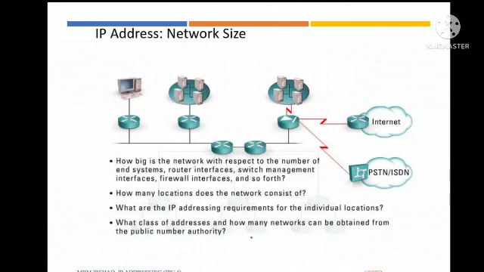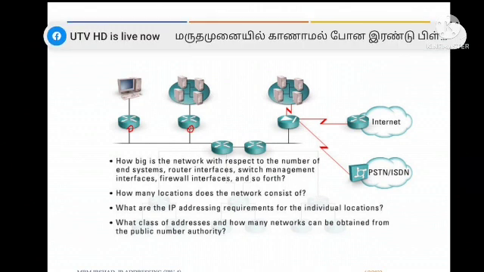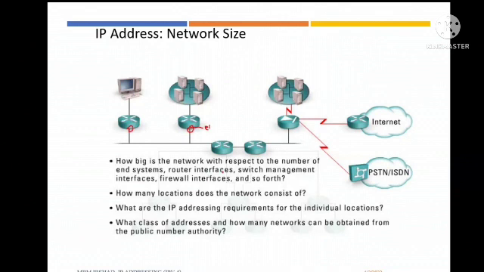The question you can ask is how big is the network with respect to the number of end systems, router interfaces, switch management interfaces, firewall interfaces, and software. Why do we say interfaces here? Switch management interfaces, firewall interfaces. You know that each interface will be assigned an IP address. Am I right or wrong? Each interface will be assigned an IP address because each port will talk to the network. This is where the information goes. So these are supposed to be configured with an IP address.